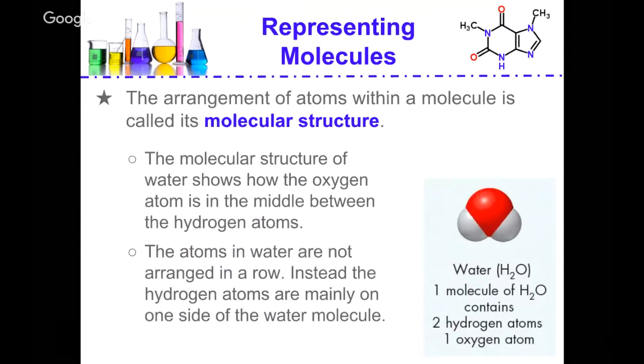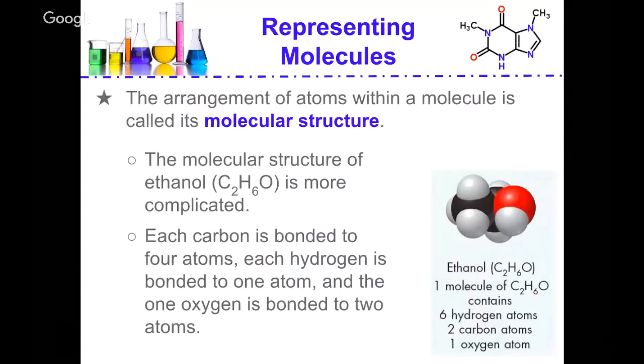If we were to look at the structure of water, we can see that the oxygen atom is in the middle between the 2 hydrogens, and the atoms of water are not arranged in a row. Instead, the hydrogen atoms are mainly on one side of the water molecule.